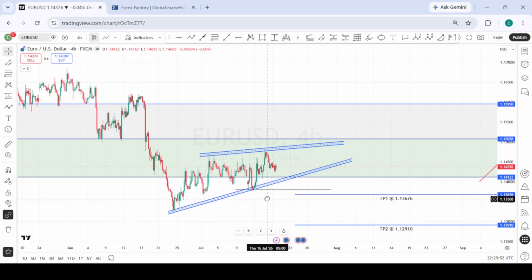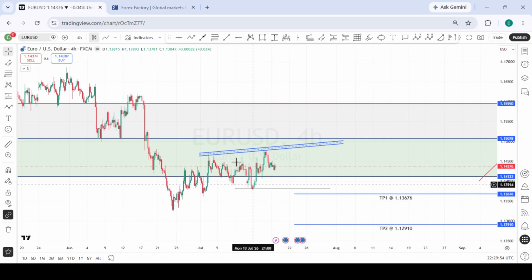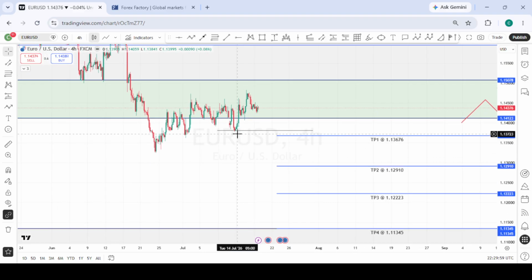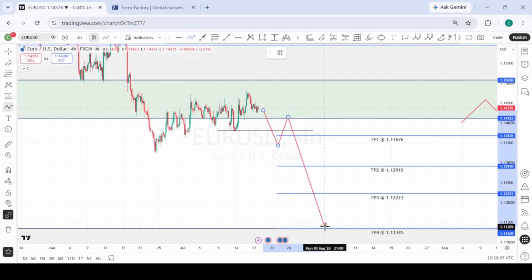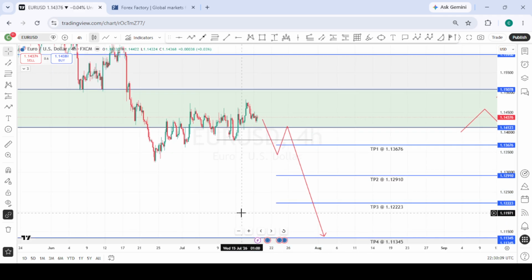But if we don't get it consolidate around, and we get price to shift below this daily structure here, we will look for a possible pullback. We get a daily structural shift here, we'll look for a possible pullback or lower high formation, we'll look for ourselves to the downside for EURUSD.